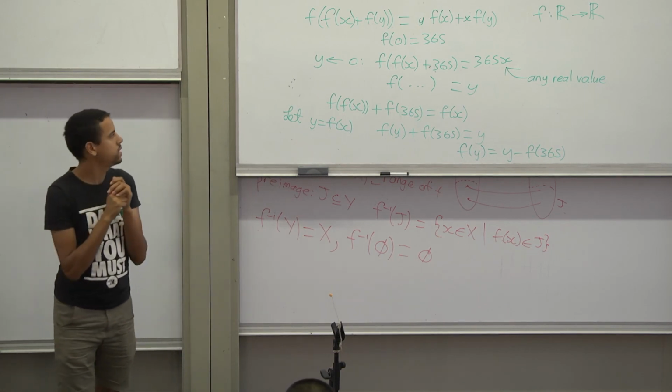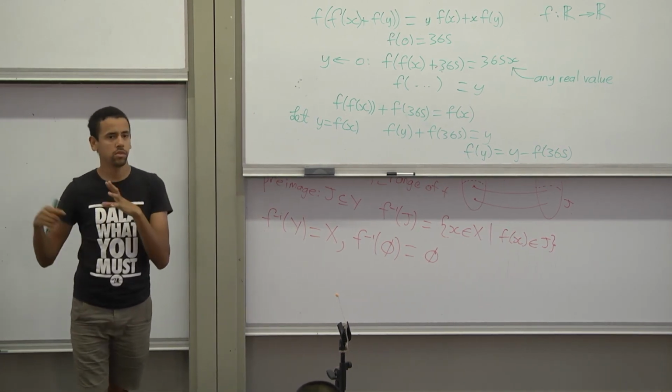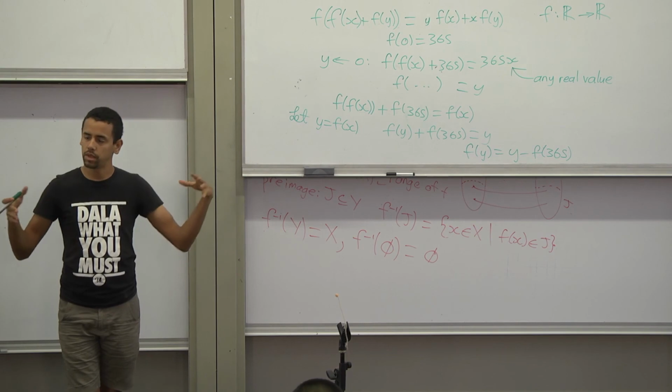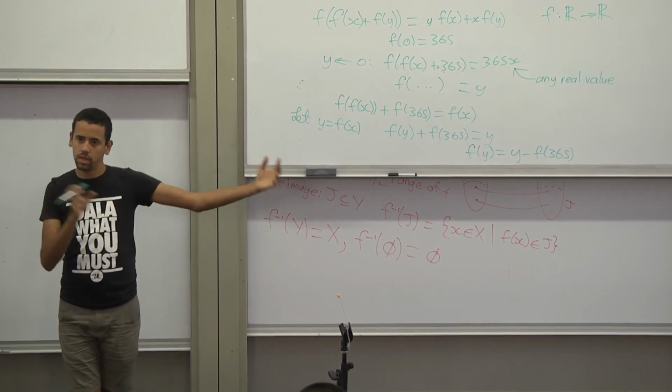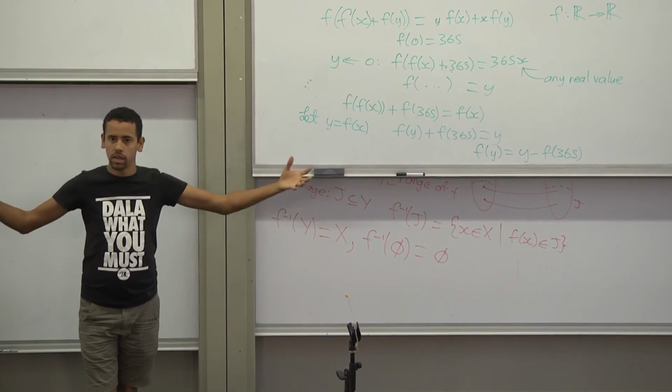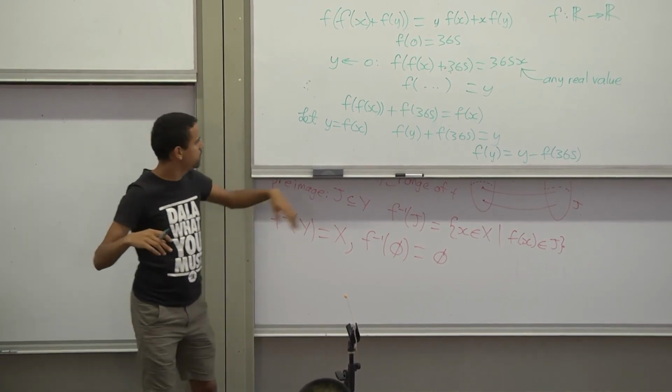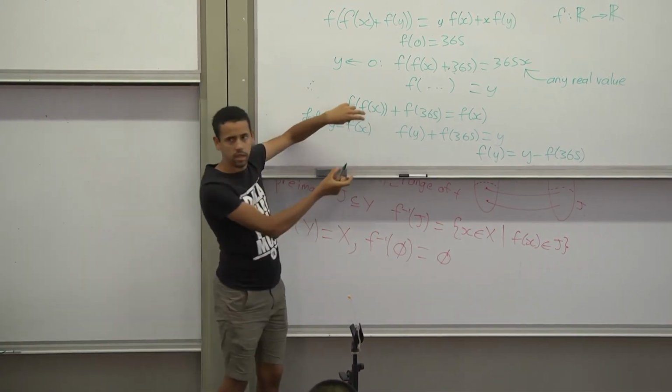So injectivity and surjectivity are both useful for getting rid of f's, but in different ways. Injectivity, if you have f on each side, you can get rid of the outside f's. Surjectivity more helps you get rid of inside x.